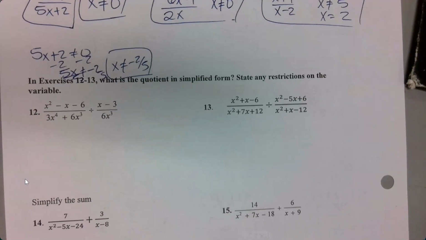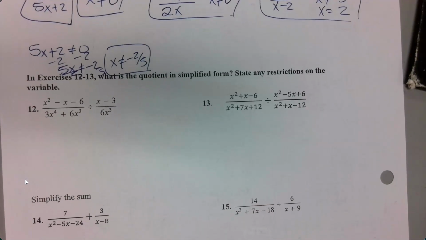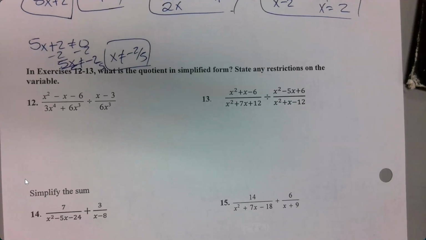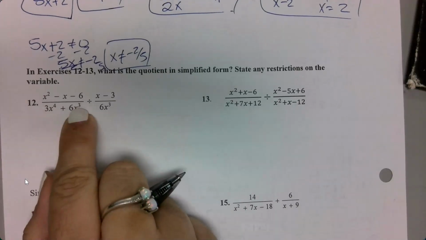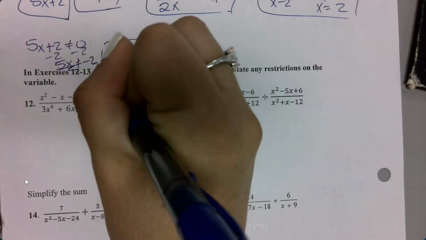These ones want me to simplify it and then state any restrictions. So kind of like numbers 9 through 11, except I have division. So I want to start off by flipping the second fraction.